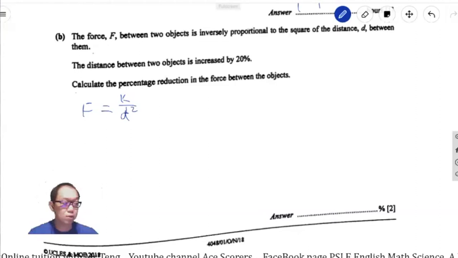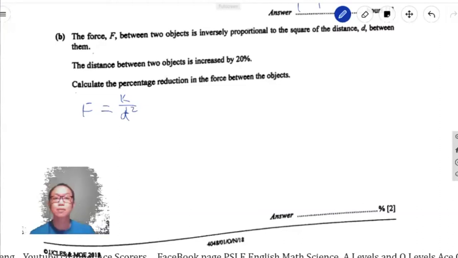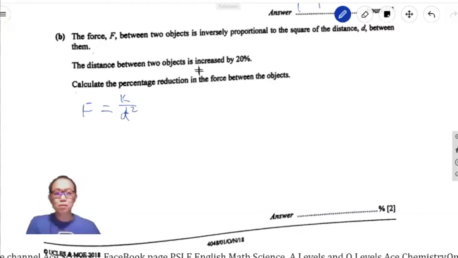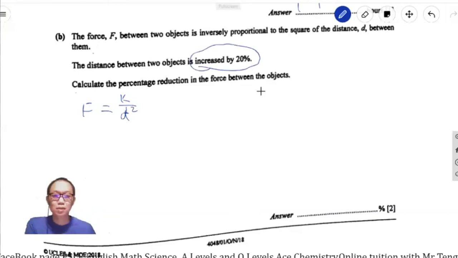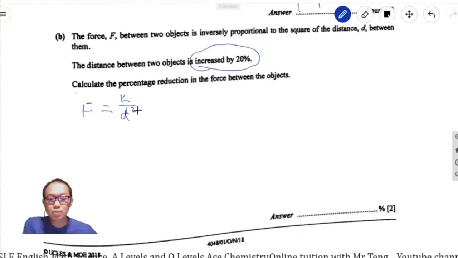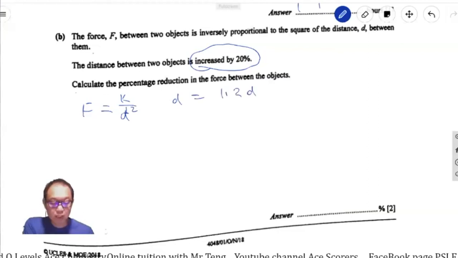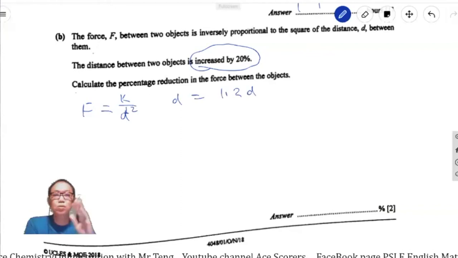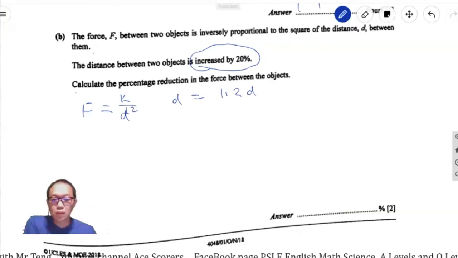Next, the distance between two objects is increased by 20%. So here comes the difficult part. When the distance is increased by 20%, what happens to D? Increased by 20%, D will become 1.2D. So 100% increased by 20% is 0.2, so from one whole it becomes 1.2. Got it? One whole becomes 1.2.